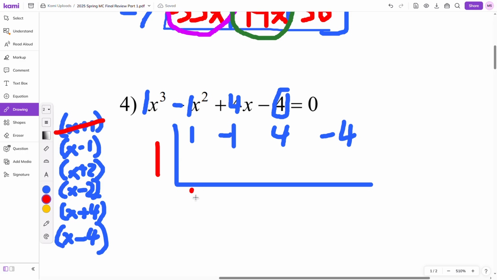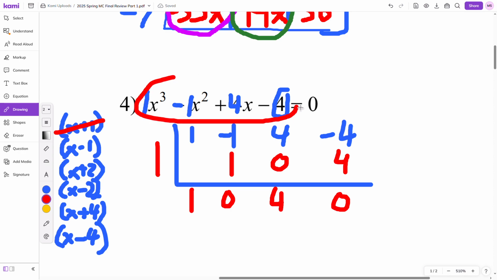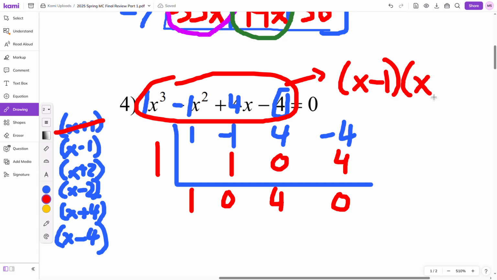1. 1 plus nothing is 1. 1 times 1 is 1. Minus 1 plus 1 is 0. 0 times 1 is 0. 4 plus 0 is 4. 4 times 1 is 4. Minus 4 plus 4 is 0. Hey, that one worked. So that means that this right here equals x minus 1 times x squared plus 4. Is it plus 4? Yeah, it looks like it's plus 4.